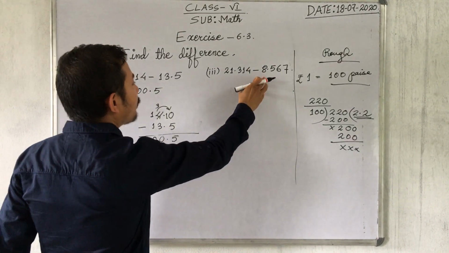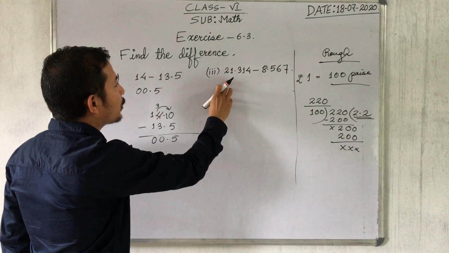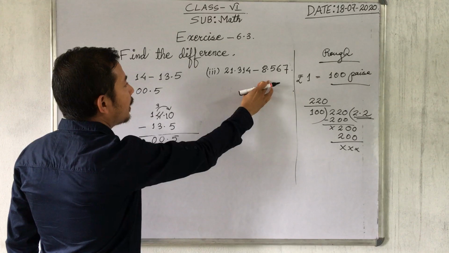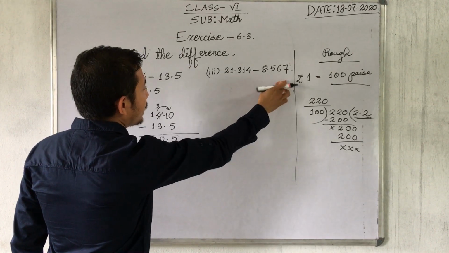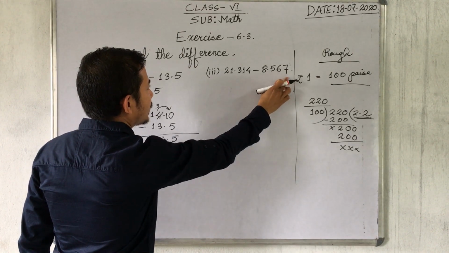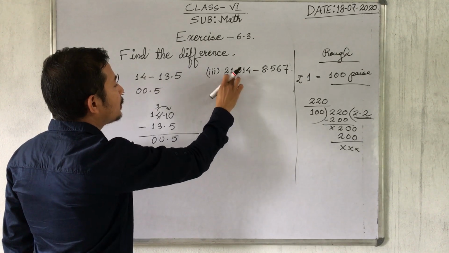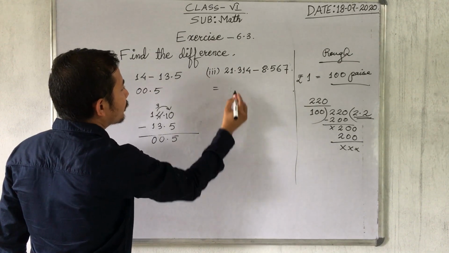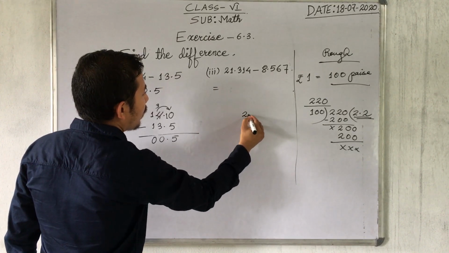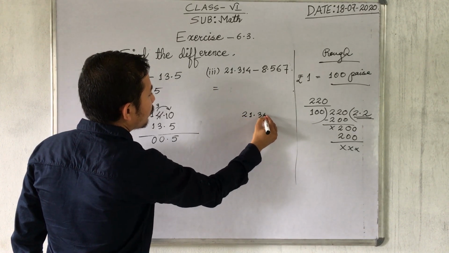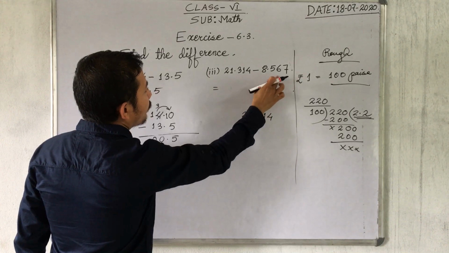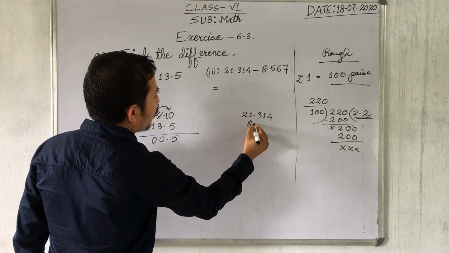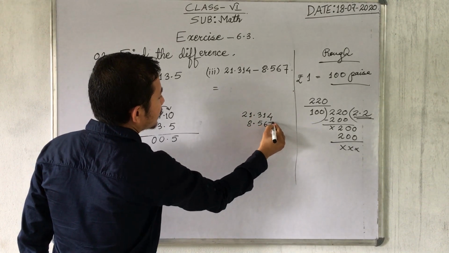Now look here. 8.567 is being subtracted from 21.314. Behind the decimal point there are 3 digits, 5, 6, and 7, and in the other number also behind the decimal point there are 3 digits. Okay. So look here. First of all, 21.314 and 8.567.